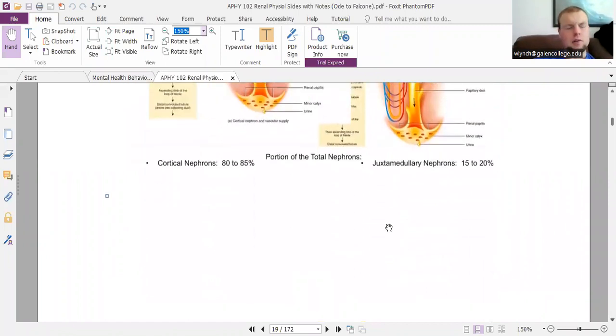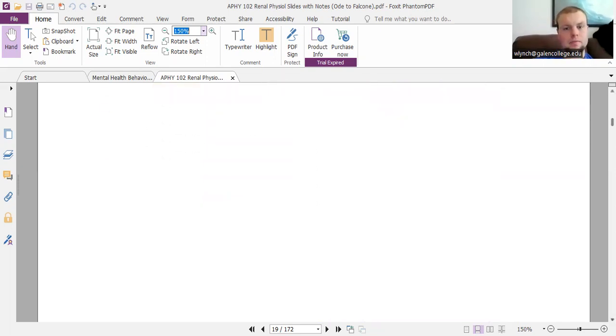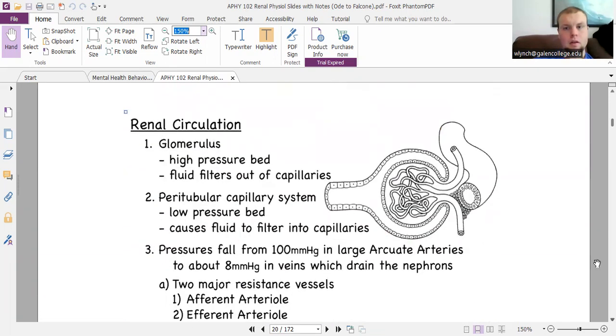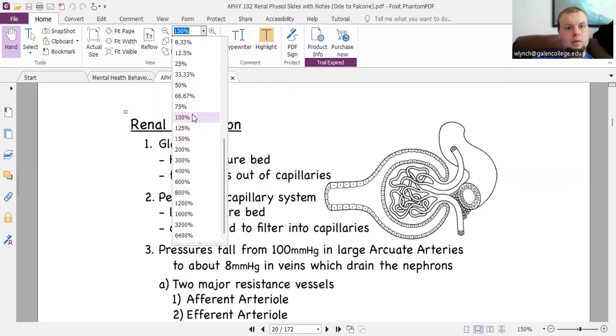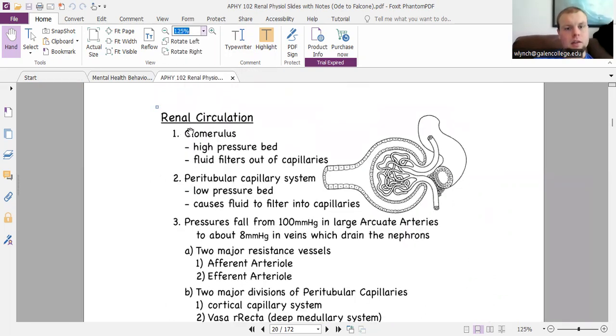So, as I mentioned earlier, cortical nephrons are about 80% of our nephron population. Juxtamedullary nephrons are about 20%. So for the renal circulation, when we go from the afferent arteriole into the glomerulus, right? This is a high pressure capillary bed. It's going to filter out the fluid from the capillaries. So this is blood plasma.